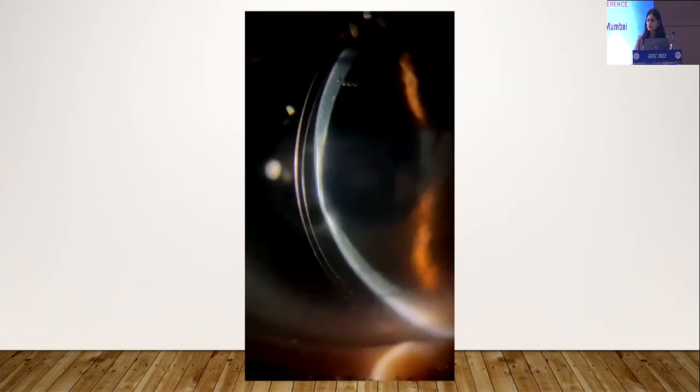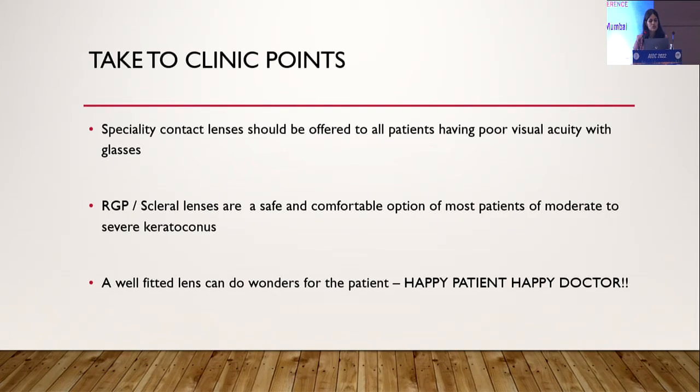So a well-fitted contact lens giving the patient good visual acuity is going to make the patient happy as well as the doctor happy. So it is to be remembered that all patients whom you are not able to give good quality of vision with glasses in keratoconus should be offered specialty contact lenses. In association with a contact lens specialist, the correct contact lens should be dispensed, and they are absolutely safe if they are of the correct fitting and the patient knows how to take care of the lens.